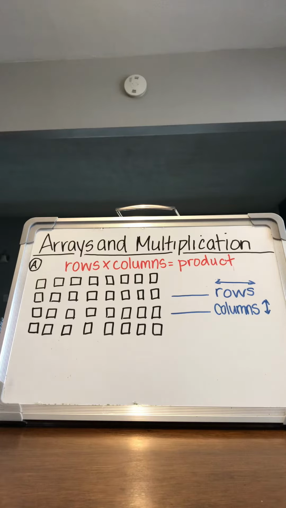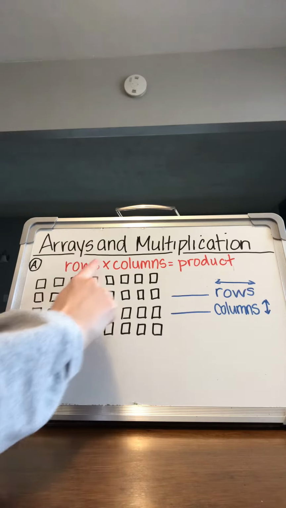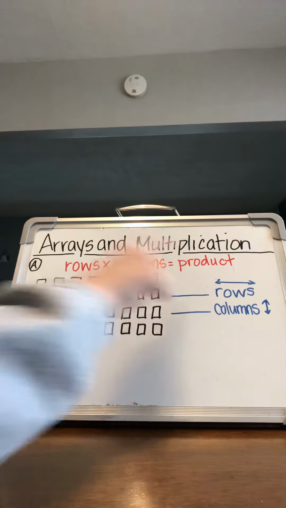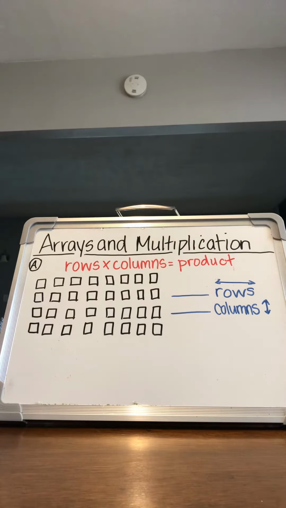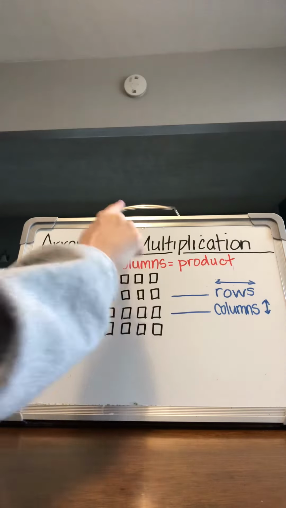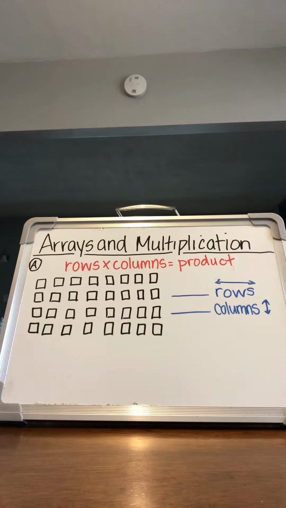Now, when we talk about arrays and multiplication, we have a simple formula, which is rows times columns equals the product. We know the product is a vocabulary term for math that equals the answer in a multiplication equation. So rows, back and forth, and columns, up and down, times each other gives us our answer.